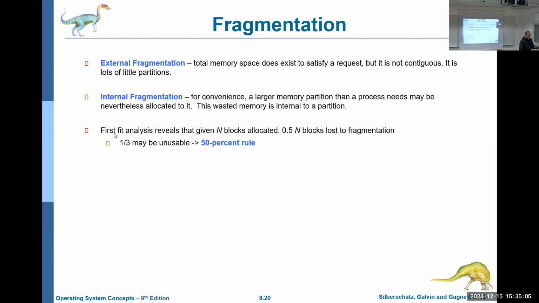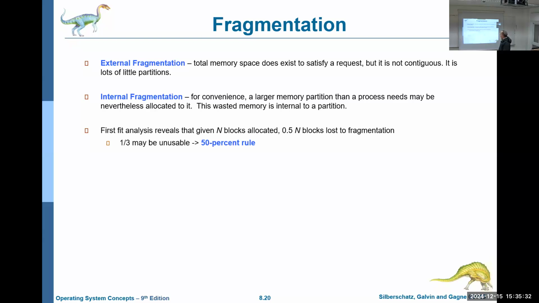So first fit analysis reveals that for n blocks allocated, about half of them will be lost to fragmentation. Half of the space, or half of the blocks? N blocks, when we say block, we mean blocks of memory. So let's say a block of memory is 10 kilobytes, that means like 5 kilobytes are lost.